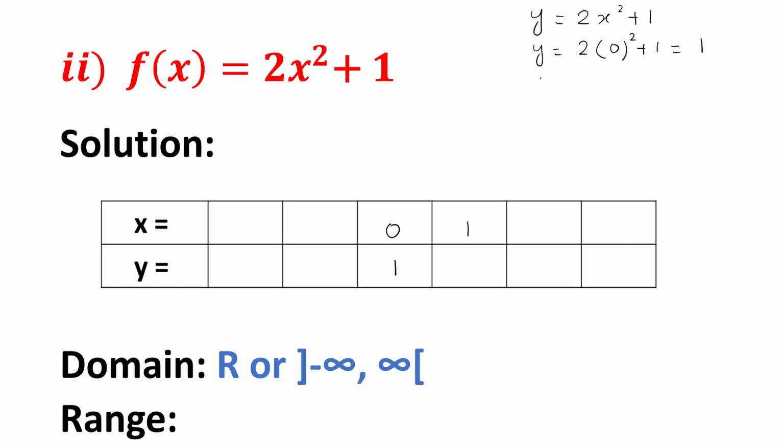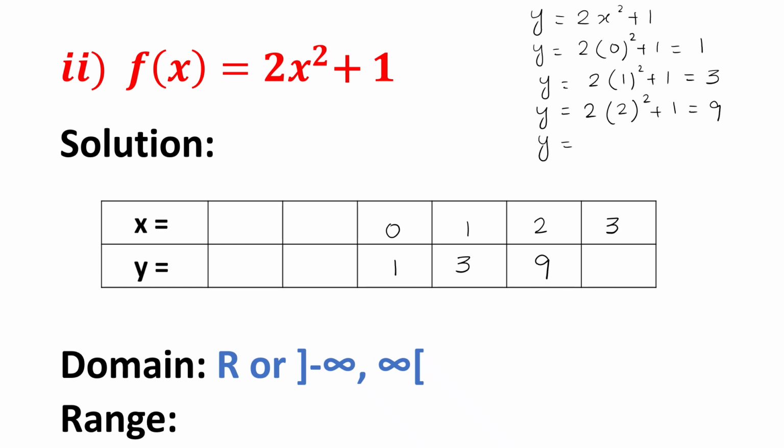When x is 1, it becomes 2 into 1 square plus 1. 2 into 1 is 2, 2 plus 1 is 3. At x equals 2, we have 2 into 2 square plus 1. 2 square is 4, 4 into 2 is 8, 8 plus 1 is 9. For x equals 3, the value of y is 2 into 3 square plus 1. 3 square is 9, 9 into 2 is 18, 18 plus 1 is 19.